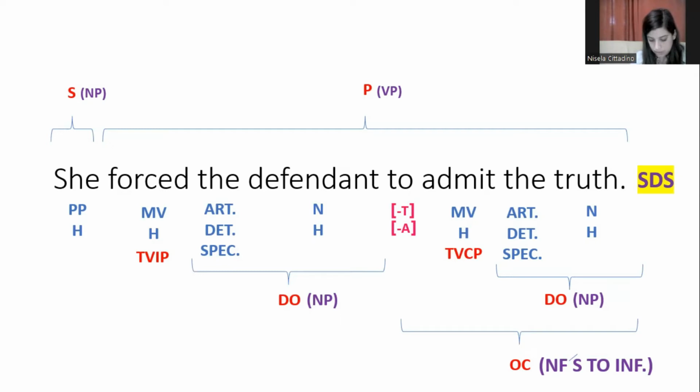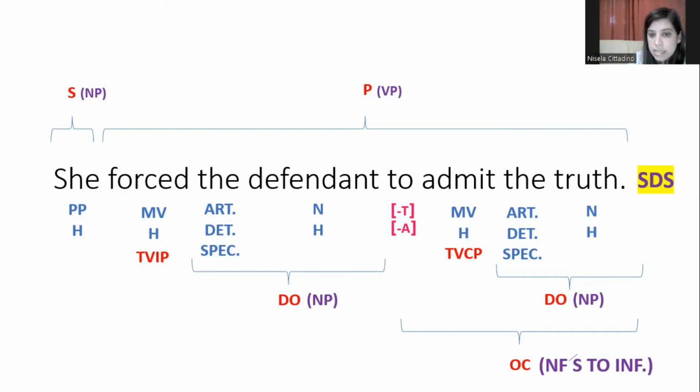So she forced who? The defendant. So the defendant is the direct object, and it is a noun phrase. The defendant: so the is the article, the determiner, and the specifier. Defendant is the noun and the head.